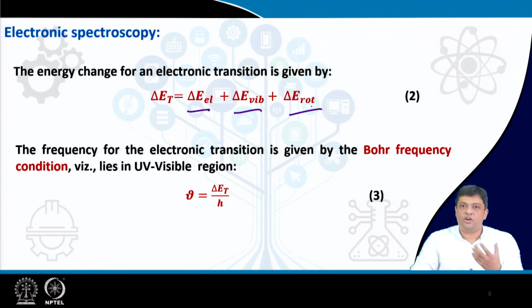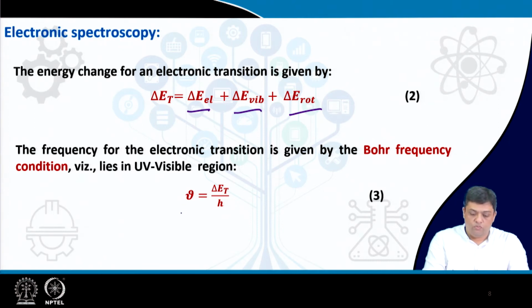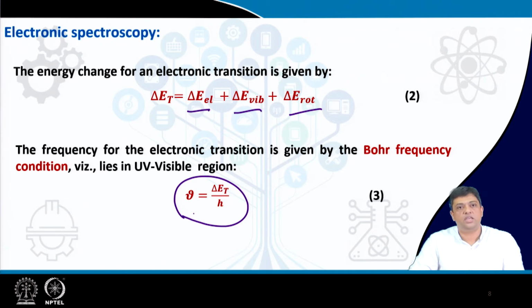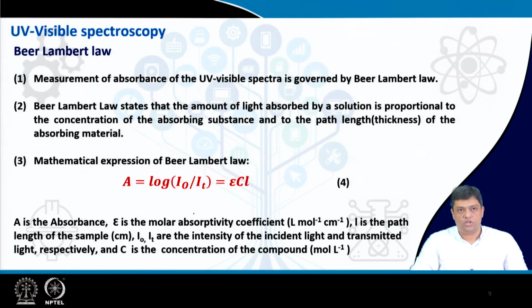The frequency of the electronic transition is given by the Bohr frequency condition, that is nu is equal to delta E t by h, and this lies in the UV-Vis region. In UV visible spectroscopy, there is measurement of absorbance of the UV visible spectra, and the whole process is governed by the Beer-Lambert law.